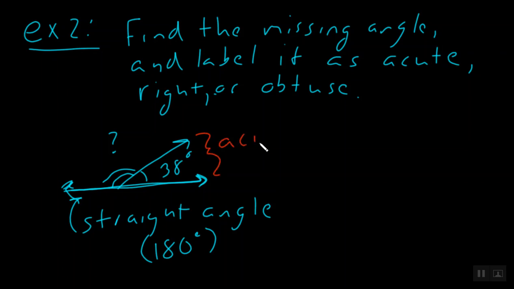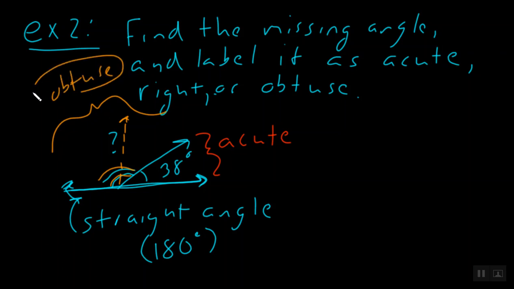We know that that's less than 90, so that must be acute. The other thing I would say is we know that 90 degrees is always perpendicular to a straight line, and so it looks like this angle right here is actually more than 90, and so of course we would call this obtuse. So the angle that we're looking for is going to be greater than 90 and obtuse.